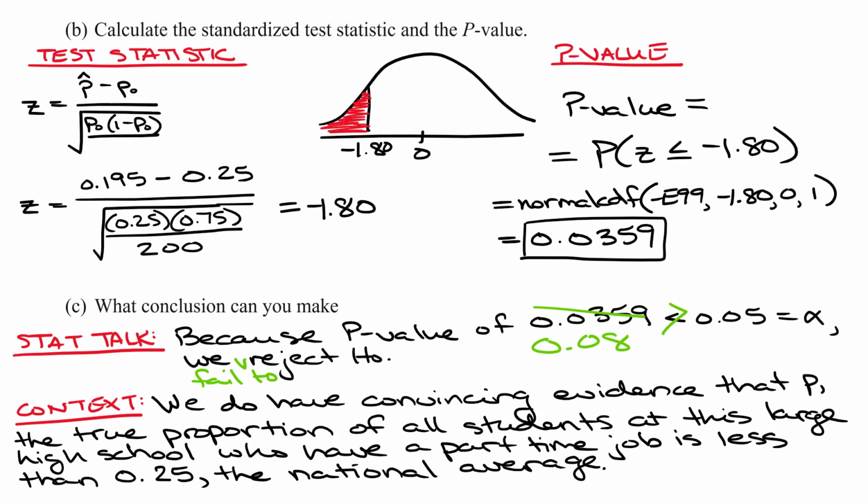And then in the context, we'd say we do, well, I'm kind of running out of room right here. We do not have convincing evidence that P, the true proportion of all students at this large high school who have a part-time job, is less than 0.25, the national average. Did you think I was going to change more? You just plug in that not.